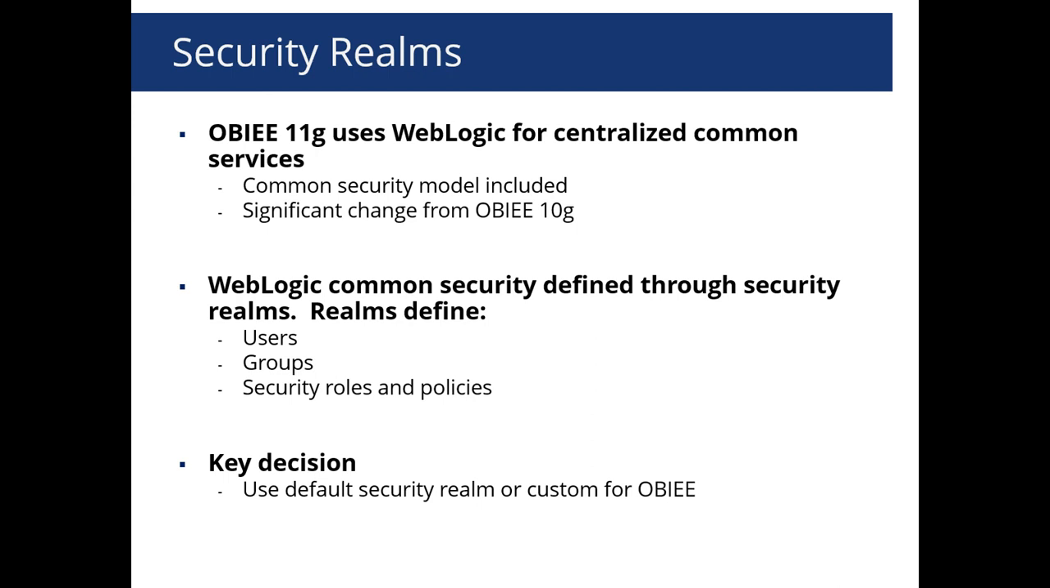And just one note here, I should have prefixed everything by saying that what we're talking about here today is OBIEE 11G versus 10G. There are significant changes in the security and how OBIEE works within WebLogic between 10G and 11G. So everything we're talking about here today is 11G. So security realms: everything with regard to configurations of security within WebLogic is defined within a security realm.